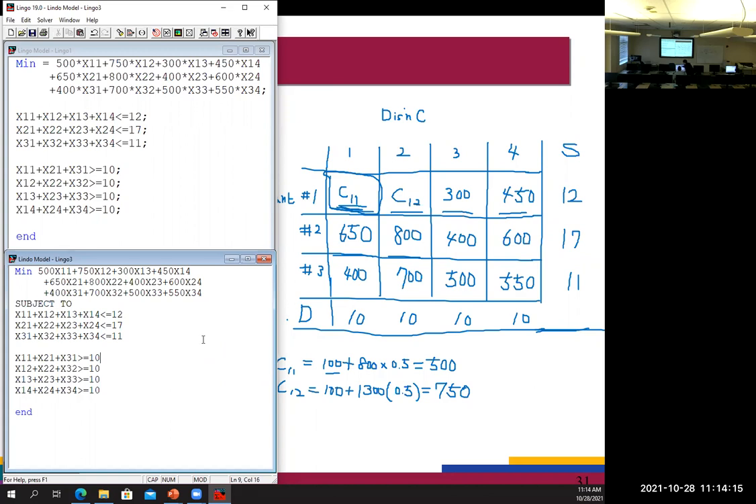You should double check your objective coefficient values. Oh, 650 here. Okay. 400, 600.